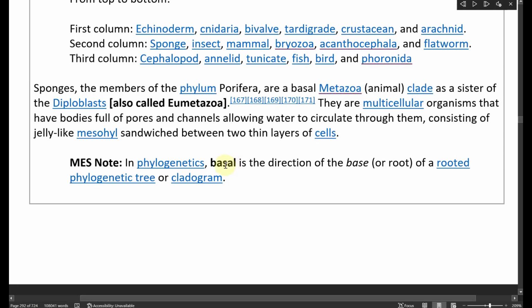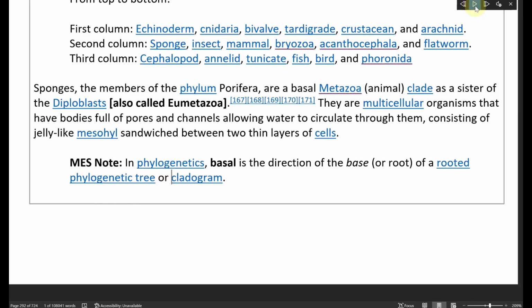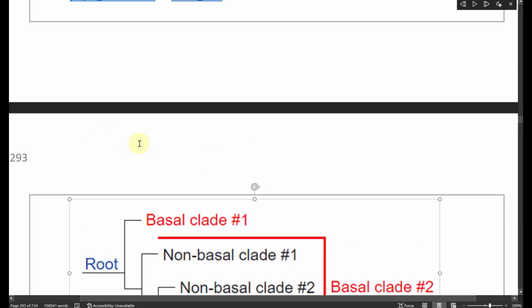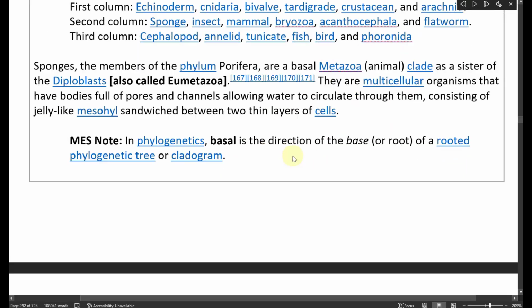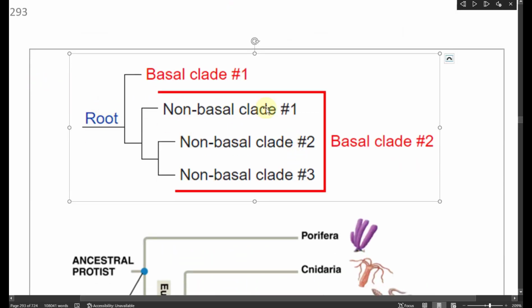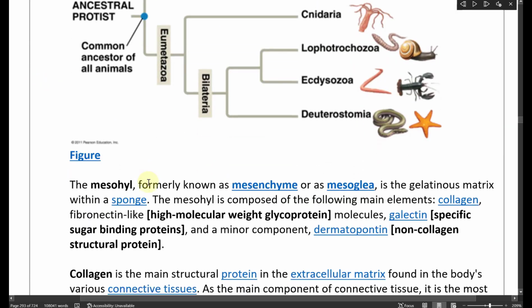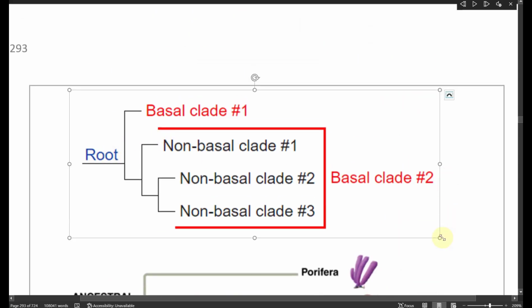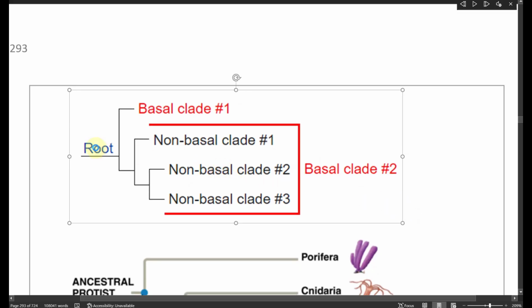In genetics, a basal is the direction of the base or root of a rooted phylogenetic tree, or cladogram. Very interesting. So basically, you're talking about the clade with respect to coming out of the root there. For example, here is an illustration from this figure. You have the root of a phylogenetic tree, and then you have a basal clade number 1.